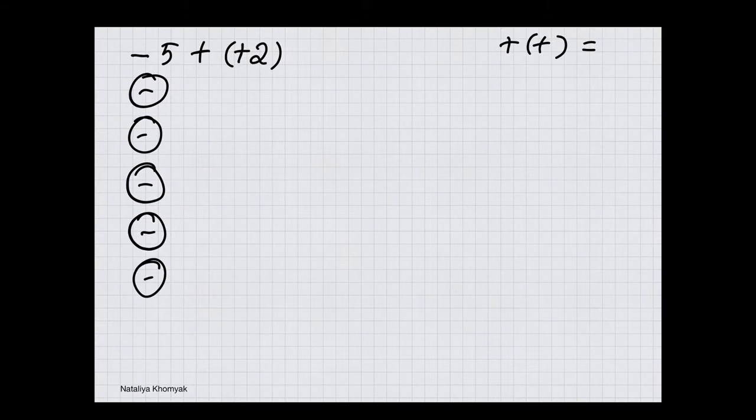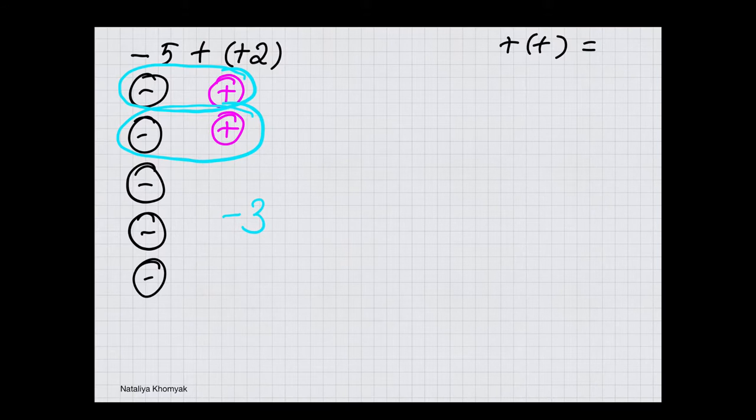Negative 5 plus positive 2. So we add 2 positive charges. Once again, we have neutral pairs. As a result, we have 3 charges and they are negative. So adding a positive seems like it is the same as just having a positive.